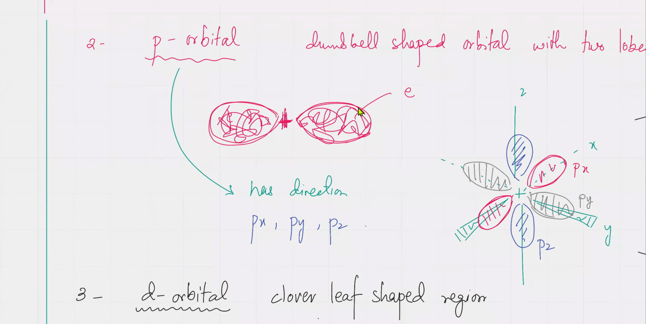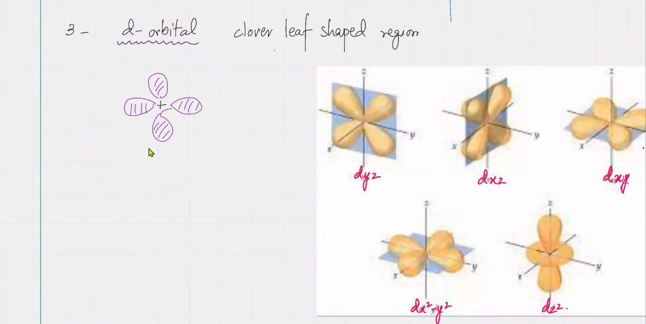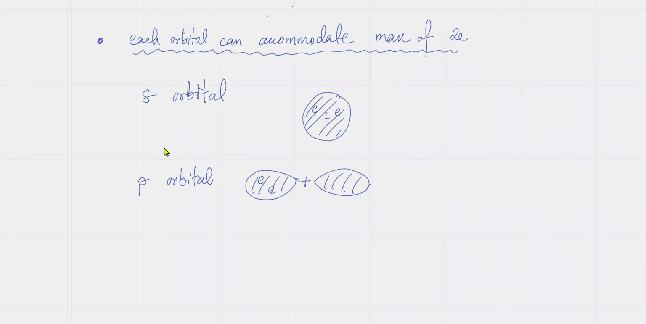The same goes for the d subshell. If I say an electron is in the d subshell, then it might be in any of these lobes. We're not sure where it exactly is, but it would be buzzing around somewhere in either of these lobes. And the same goes for the f orbital. So each orbital can accommodate a maximum of 2 electrons.